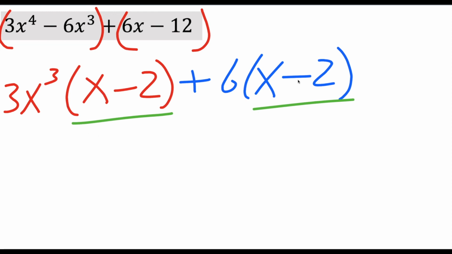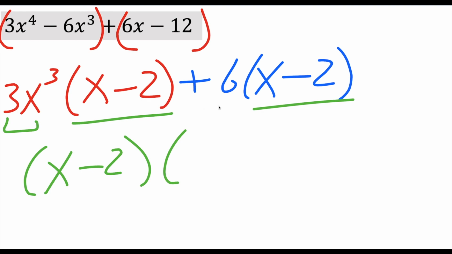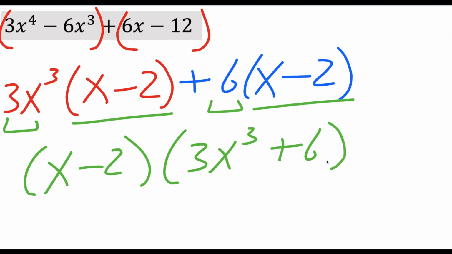So again, this piece and this piece match, so we will copy it, x minus 2. And then we do the leftover pieces. So this is a leftover and this is a leftover: 3x cubed plus 6. Okay, this is one minor thing that we can do additionally for this problem. So we have 3x cubed plus 6.